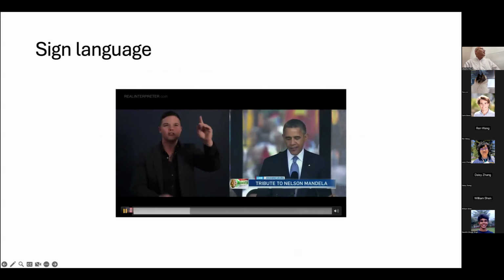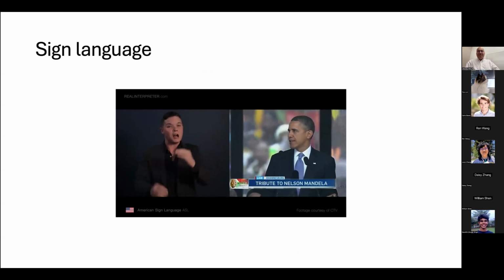Mandela taught us the power of action, but he also taught us the power of ideas.